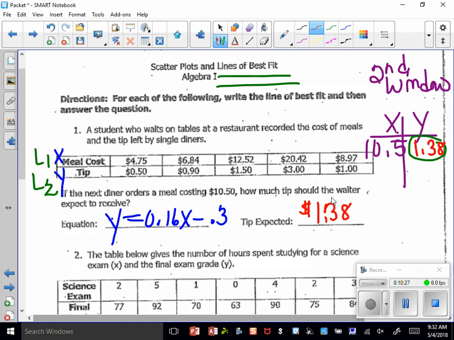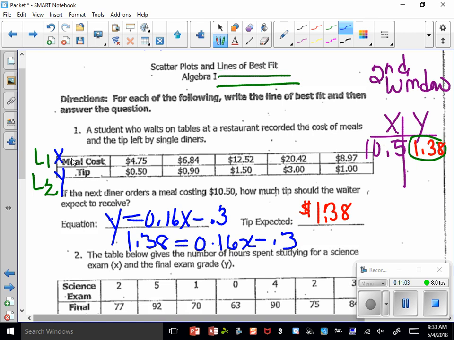Now, if I had given you $1.38 and you had to come up with the 10.50, how would you have solved that then? Somebody tell me. Yes. Okay. Right. Then what I would have done is replace Y with $1.38, and then I would have solved the equation for what? For X. So just be very careful and don't always assume once you have this line of best fit answer that I'm always replacing the prediction in for X.